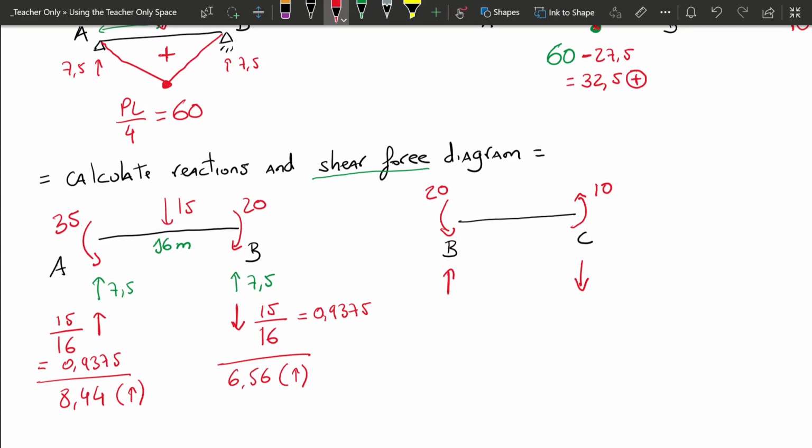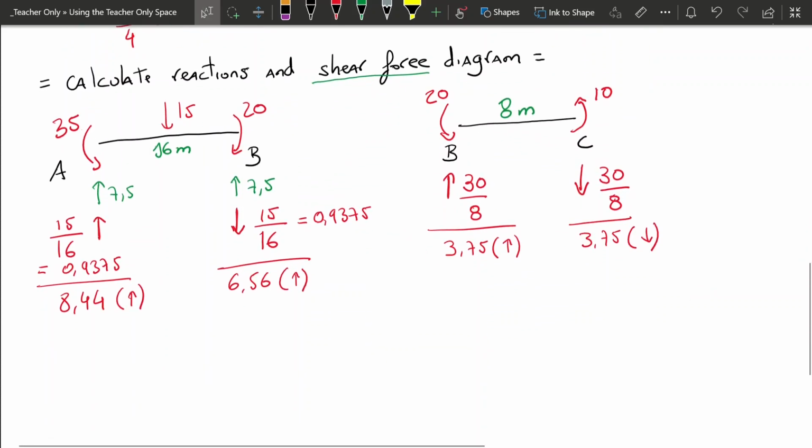And again, the moment will be 30, which is these two added together, because they have the same direction, divided by 8, which again is the span of this beam. This will be equal to 3.75 in both cases. And these are the directions of these shear forces. So now we are in a position to draw our shear force diagram. So let's do the structure once again.